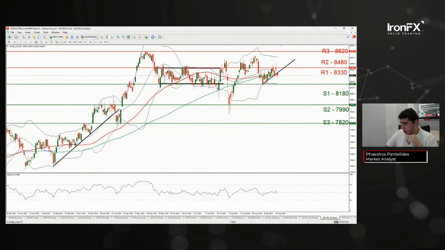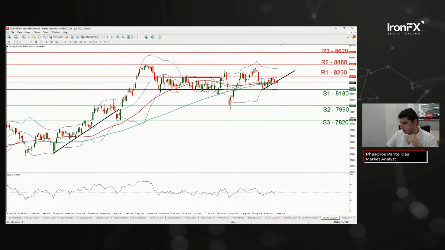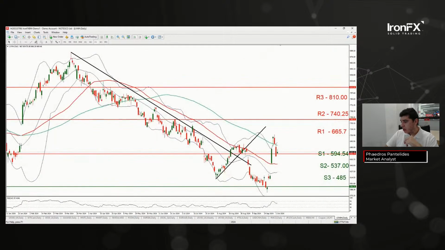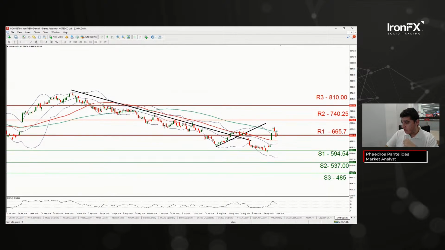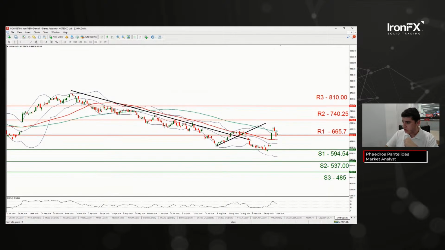And we have the FTSE 100 daily chart, sideways bias between S1 and R1. So 8,180 and 8,330. Louis Vuitton breaking above R1. Looks very nice. Inverted hammer, reversal formation. Note that it is resting on our R1 level of 665.7. So once again, we were correct. If it moves higher, if it breaks below, then R1 might have to be readjusted. So for our bullish outlook to continue, it would have to break above R2 of 740.25.